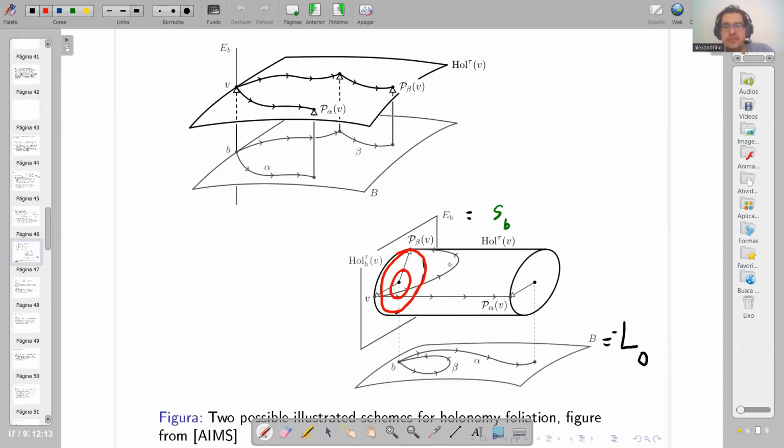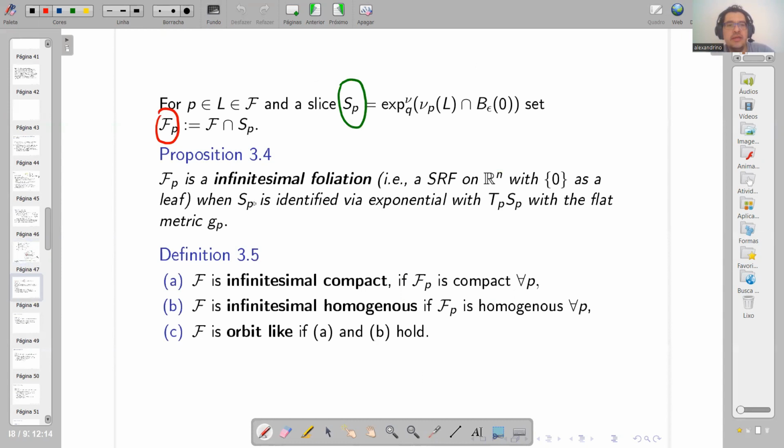And so this gives us another way to think about slice and the induced foliations. As you can see here, this intersection of the foliation with the slice is a singular Riemannian foliation when we identify the slice with the exponential map. We have also this classification that is quite useful for us.